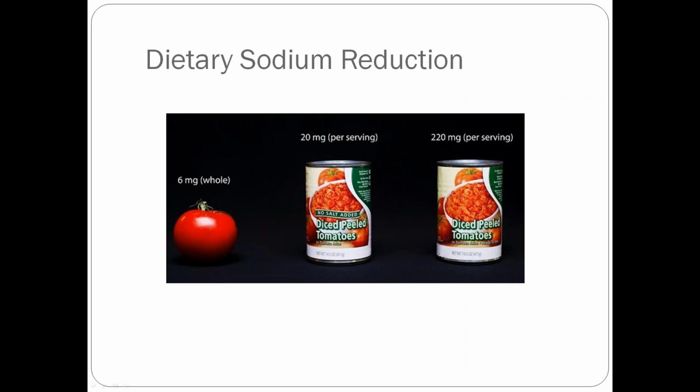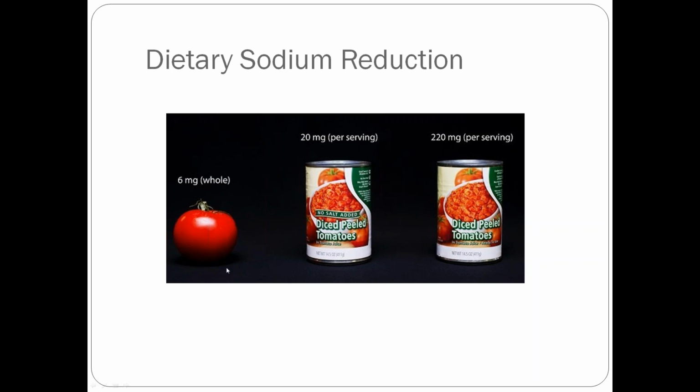On average, American adults eat more than 3,300 milligrams of sodium per day, which is more than double the recommended limit for most adults. By reducing sodium intake to 2,400 milligrams per day or less, the average reduction in systolic blood pressure is 2 to 8 millimeters of mercury.